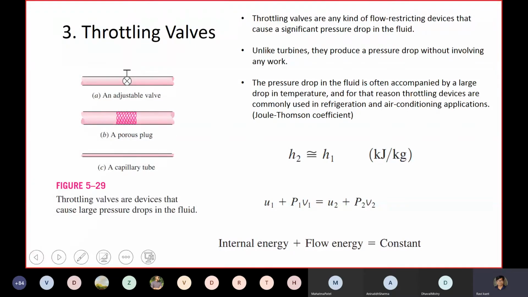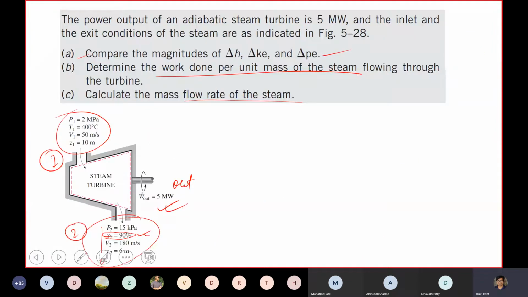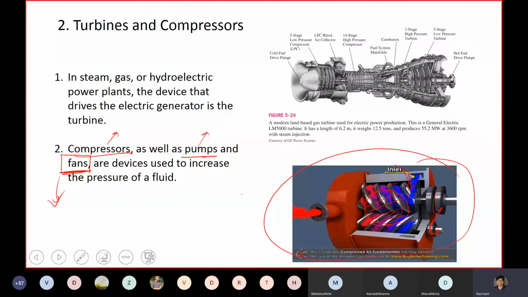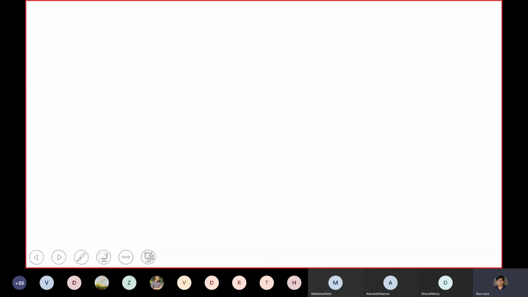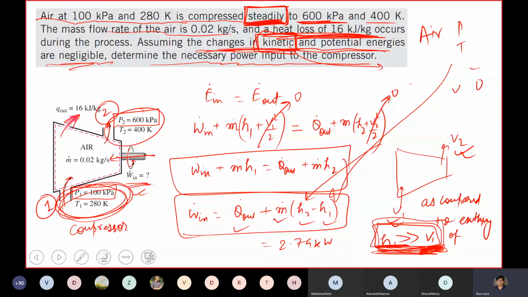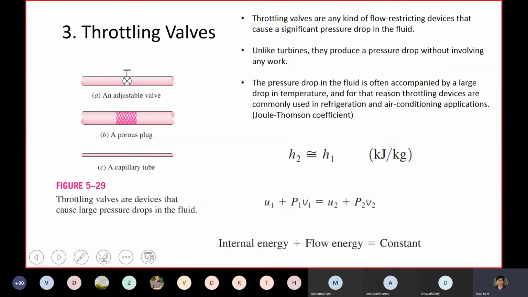Okay, in the previous class, we have seen several engineering devices such as nozzle, diffuser, compressor, turbines, and their thermodynamic analysis as an open system. We have seen that, and we have applied mass balance and energy balance for those devices. Few of the devices are left out, and we are going to cover them in today's lecture.